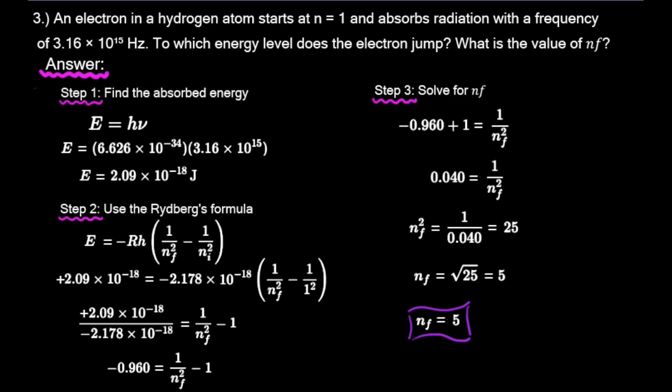Let's go over the solution step by step. In the first step, we calculate the energy of the absorbed photon using the equation E equals h times nu, or frequency.